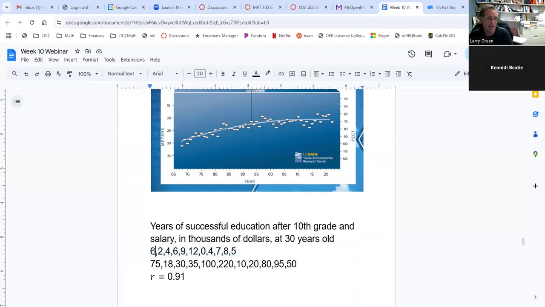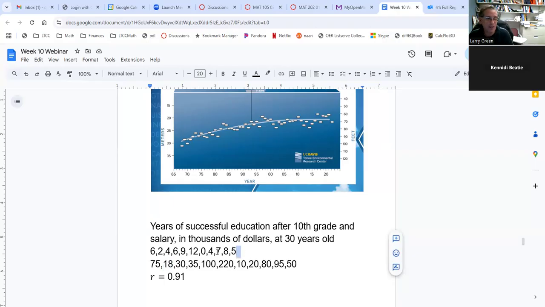So this person had 6 years of education after 10th grade and made $75,000 when they were 30 years old. Got it? Kind of see how this works? The next person had 2 years, so maybe graduated high school and that's it, and only made $18,000. Do you see that?